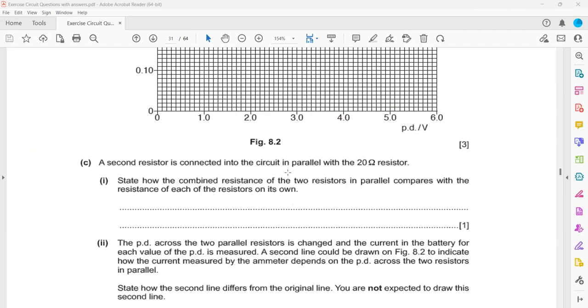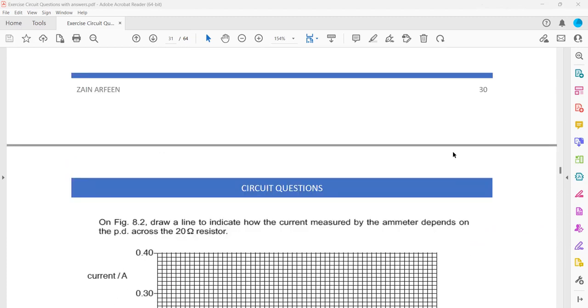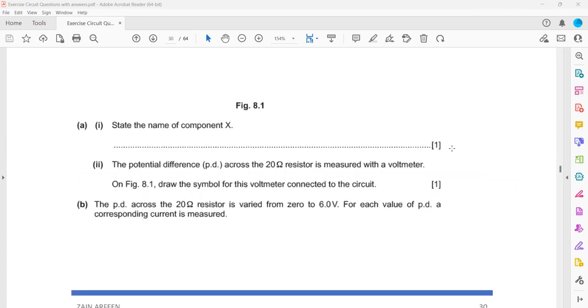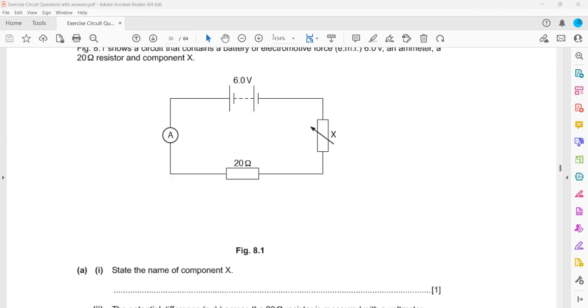A second resistor is connected in the circuit in parallel with the 20 ohm. How does the combined resistance of the two compare with the resistance of each resistor? Like, what happened to the combined resistance? Their slope represents reciprocal of R. For the current-voltage graph, the question is we connect another resistor of 20 ohm in parallel to this first one. What happened to the combined resistance? Increase or decrease?